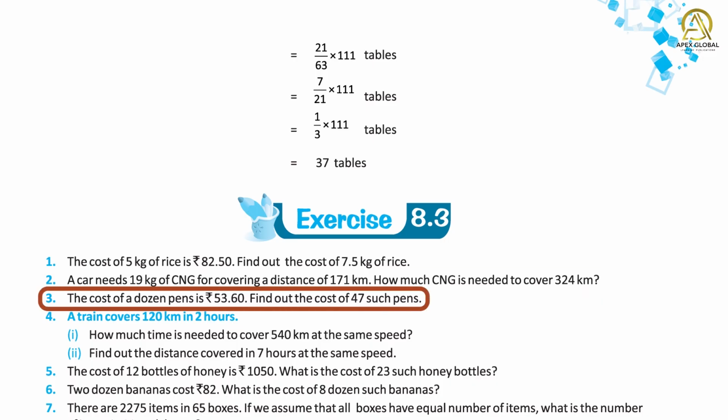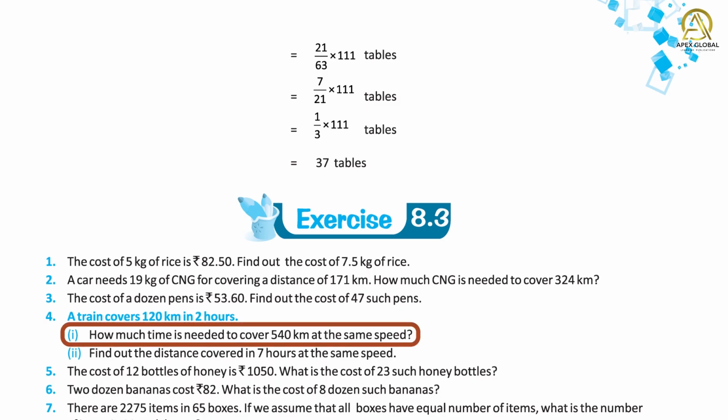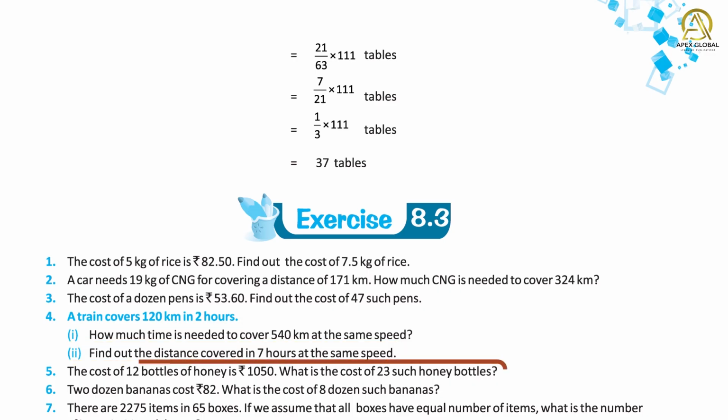Question 3. The cost of a dozen pens is rupees 53.60. Find out the cost of 47 such pens. Solution. Rupees 209.93. Question 4. A train covers 120 km in 2 hours. First, how much time is needed to cover 540 km at the same speed? Solution. 9 hours. Second, find out the distance covered in 7 hours at the same speed. Solution. 420 km.